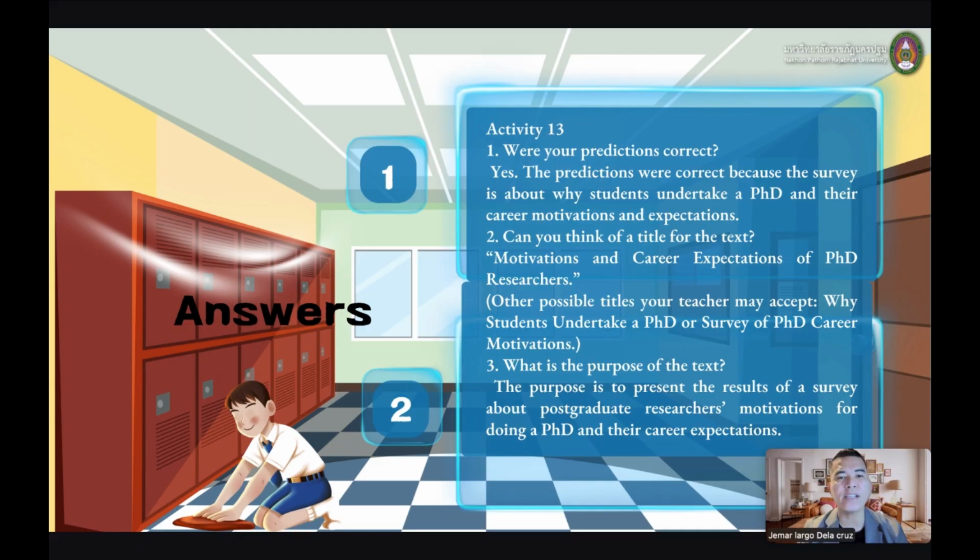Can you think of a title for the text? Motivations and Career Expectations of PhD Researchers is possible. Other possible titles could be, all right? You can choose yours. And then what is the purpose of the text? The purpose is to present the results of the survey about postgraduate researchers' motivations for doing a PhD and their career expectations.